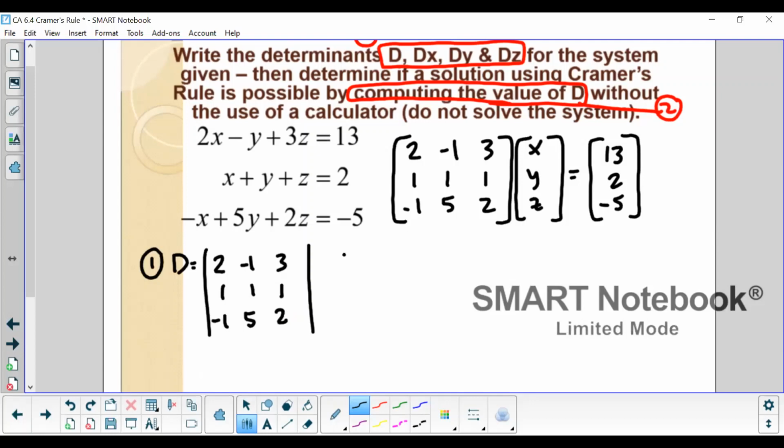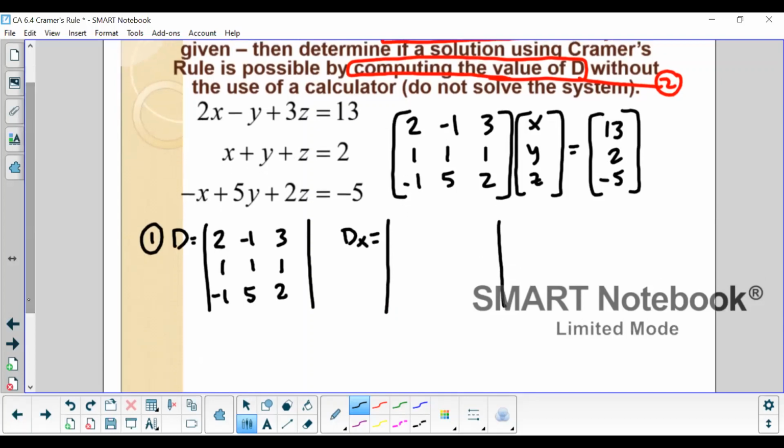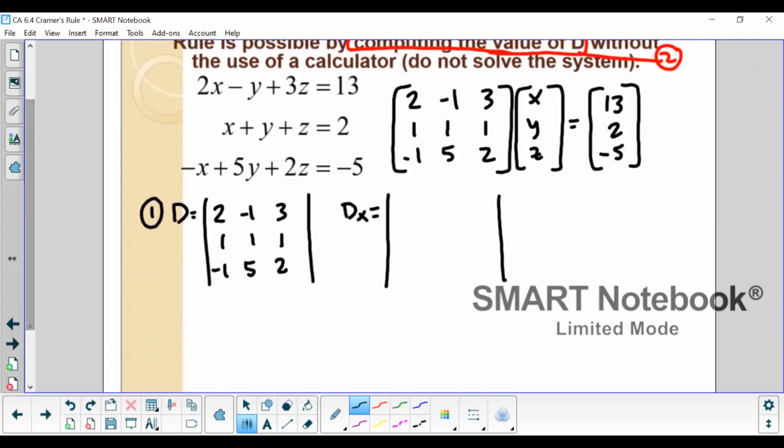For Dx, straight lines again. And now for Dx, we take the constants and replace the first column with them. The second and third column stays the same. So write down what you think that looks like. I'll give you a moment to do that before I show you. It's the same as D, but you're replacing the first column with the constants.